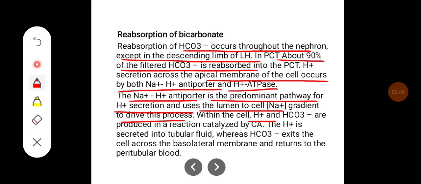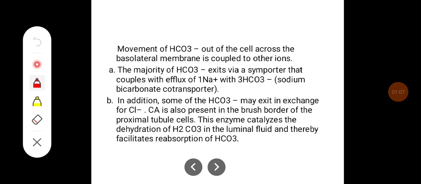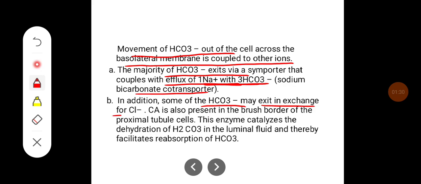Within the cell, hydrogen and bicarbonate are produced in a reaction catalyzed by carbonic anhydrase. The hydrogen is secreted into the tubular fluid, whereas bicarbonate exits the cell across the basolateral membrane and returns to the peritubular blood. The movement of bicarbonate out of the cell across the basolateral membrane is coupled to other ions. The majority of bicarbonate exits via a symporter that couples the efflux of one sodium with one bicarbonate, that is the sodium bicarbonate cotransporter. In addition, some bicarbonate may exit in exchange for chloride.